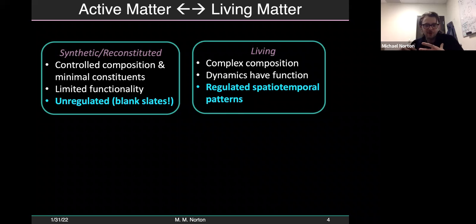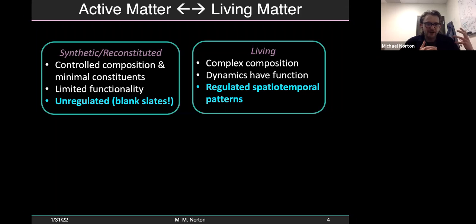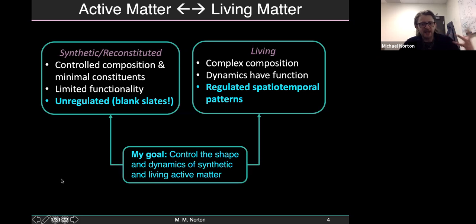Their spatiotemporal patterns are controlled by very complex protein and genetic networks. Whereas the kind of materials that we're building in the lab are, for lack of a better word, like blank slates. They're relatively unregulated. And so I think this is an opportunity to take ideas from dynamical systems and control theory and ask a few interesting questions.